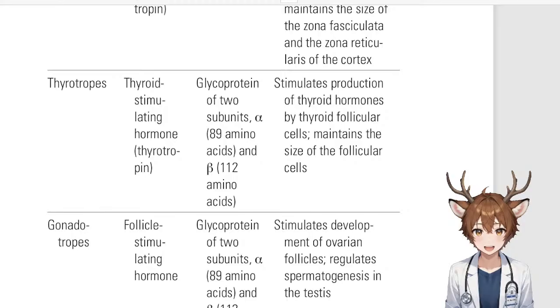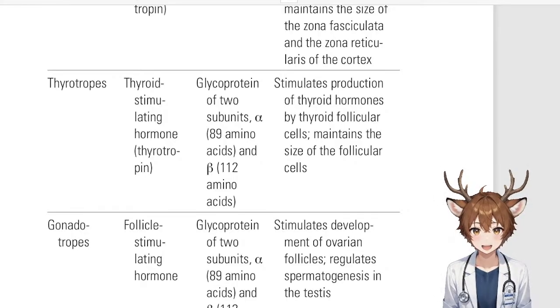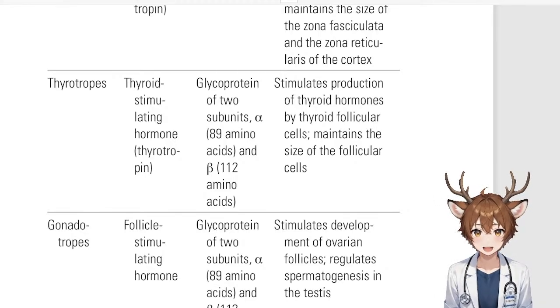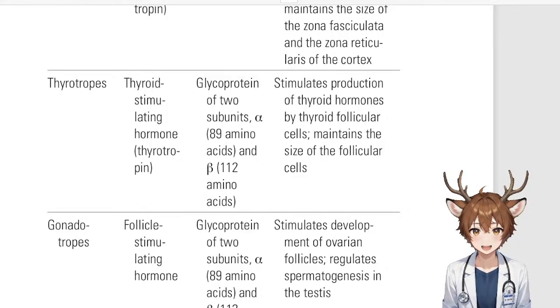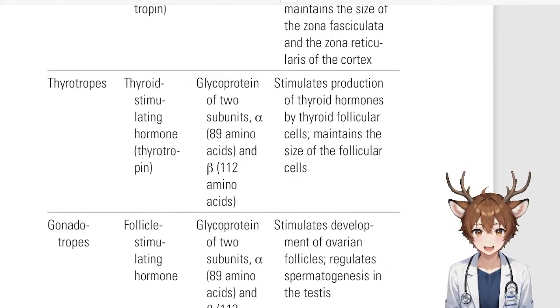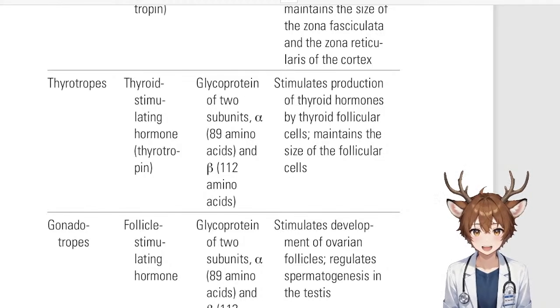So TSH, it's a glycoprotein of two subunits, an alpha, 89 amino acids, and a beta, 112 amino acids. TSH stimulates the production of thyroid hormones, T3 and T4, by thyroid follicular cells in the thyroid, maintains the size of the follicular cells.